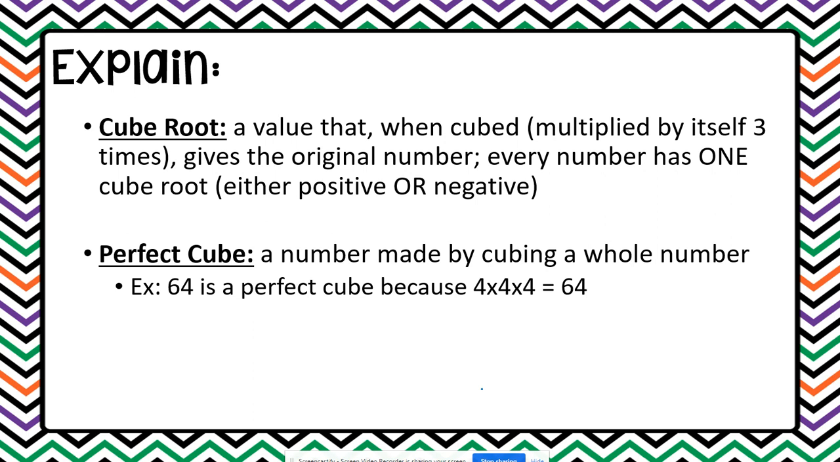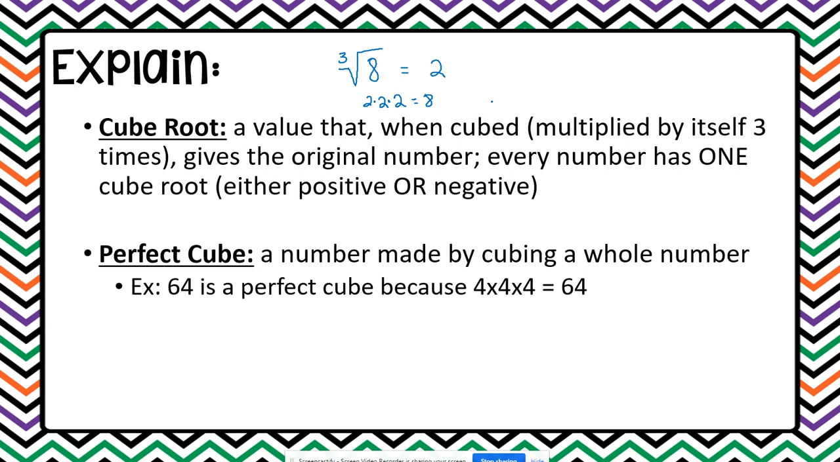A cube root is a value that when cubed, which means multiplied by itself 3 times, gives the original number. Unlike a square root, a cube root only has one answer, which is either positive or negative. For example, if I found the cube root of the number 8, well, that answer is 2, and this is because 2 times 2 times 2 gives us positive 8.